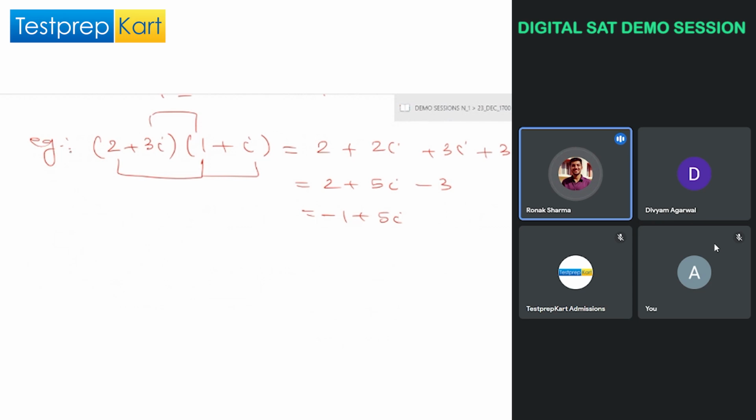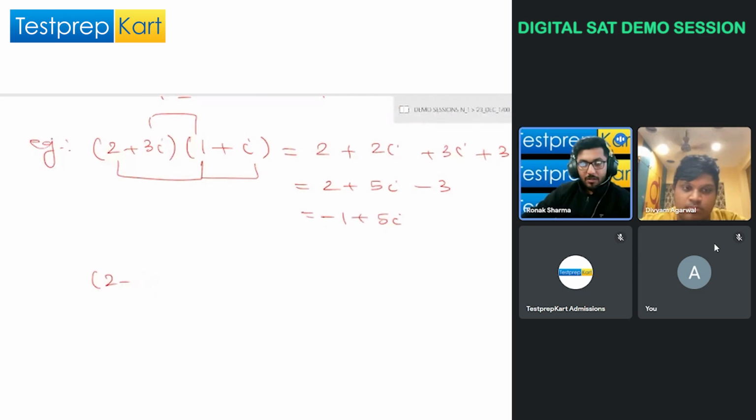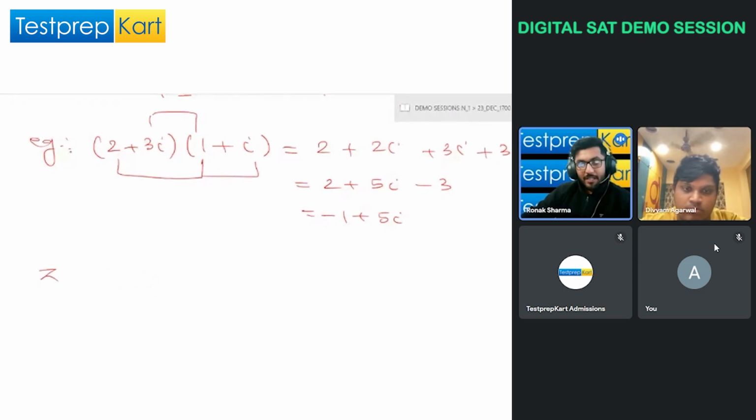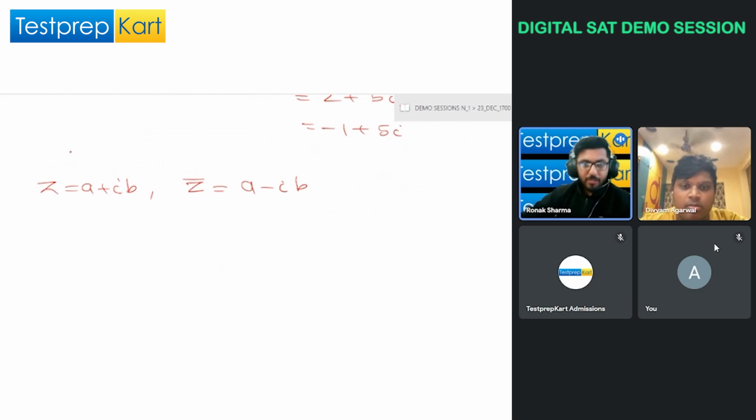What if we have division, like dividing by 2 plus 3 iota? Understand one more thing: if I have z as a plus iota b, and this is not in the syllabus, just telling you, the conjugate of the complex number is a minus ib. We have never asked it, but you already know that.